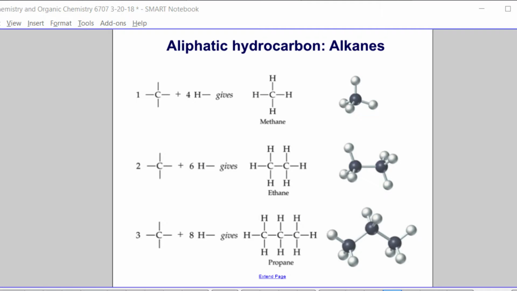Here we can just see the formation of those structural formulas for the first 3 alkanes. So if I have 1 carbon, I can saturate it with 4 hydrogens, so CH4 is methane. If I have 2 carbons single bonded, that leaves room for 6 hydrogens to saturate it, giving C2H6 or ethane. And if I have 3 carbons in a chain, that leaves room for 8 hydrogen atoms for it to be saturated, giving C3H8, which is propane.